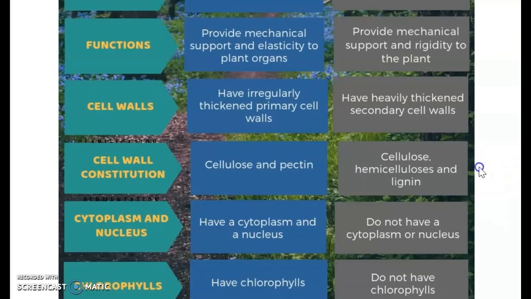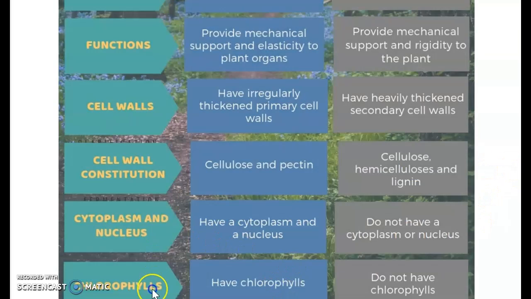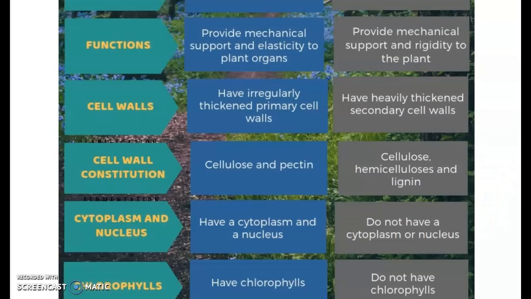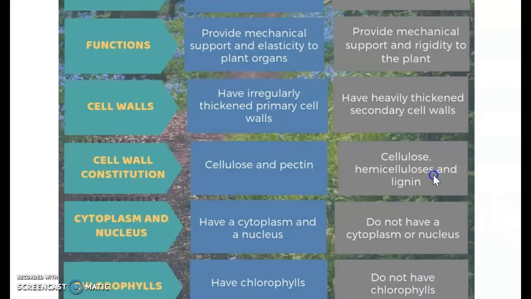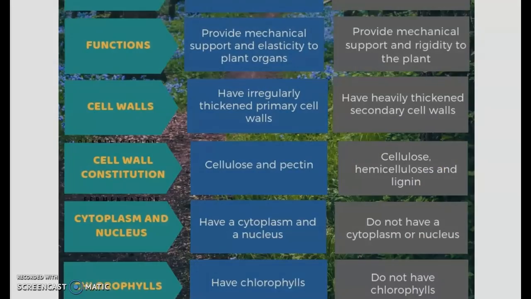So that is how the two types of support tissue differ. The one is to give support and elasticity and therefore needs to be a living tissue. The other is for the rigidity, and the thickened secondary cell walls mean that the cell contents die and it forms these rigid bundles.